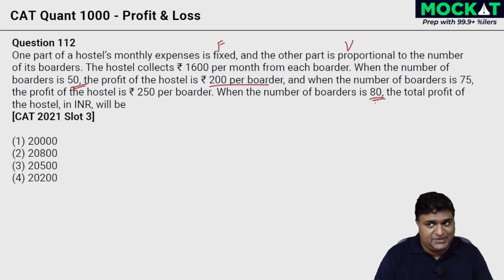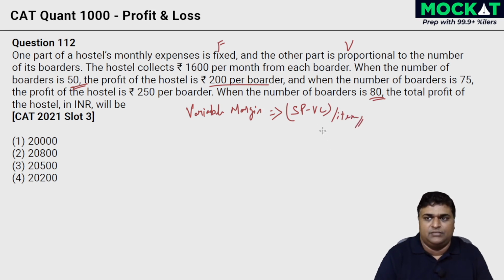Okay, now this is a question, if you're clear with the concept of variable margin, which I have discussed in the profit and loss lesson, right? That's going to be easy. Now, what is this variable margin over here? The variable margin is nothing but your selling price minus variable cost, right? Per item. That's the variable margin. The variable cost is depending on the number of items sold, right? Or number of people over here, the number of boarders. Selling price of the revenue which is coming in is also per boarder, right? So therefore, your selling price or revenue per item or per boarder, you subtract from the variable cost alone, and we're going to get that.